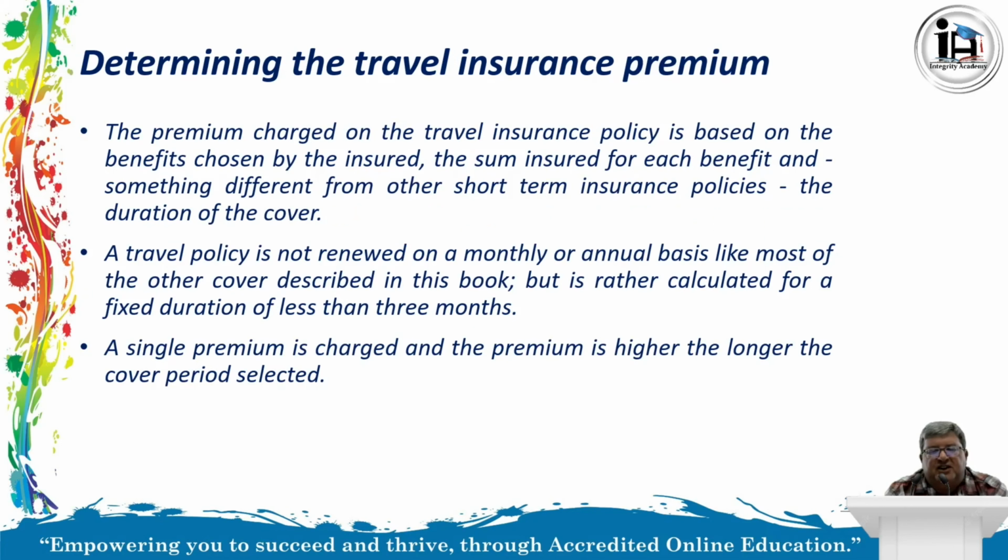Determining the travel insurance premium. The premium charged on a travel insurance policy is based on the benefits chosen by the insured, the sum insured for each benefit, and something different from other short term insurance policies, the duration of the cover. A travel policy is not renewed on a monthly or annual basis like most of the other cover described in this book, but is rather calculated for a fixed duration of up to 3 months, depending where you buy it from.